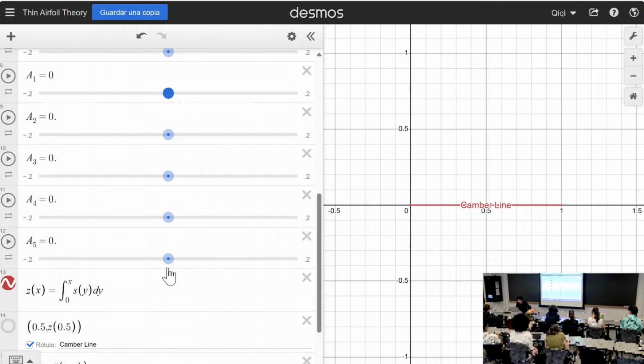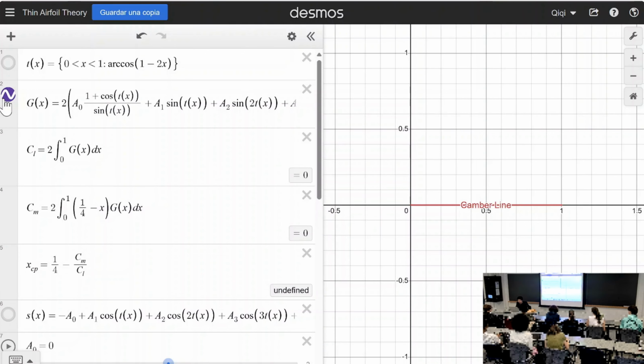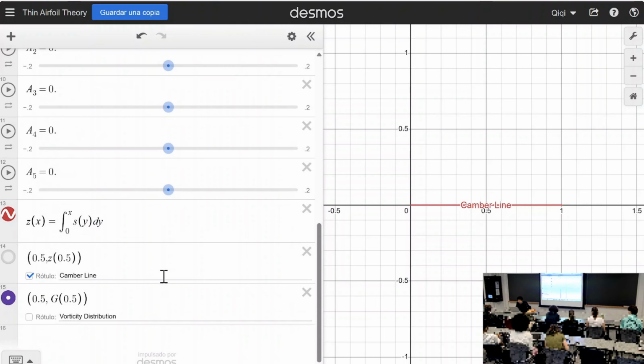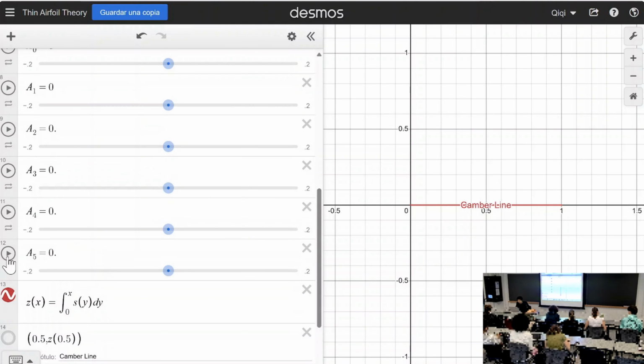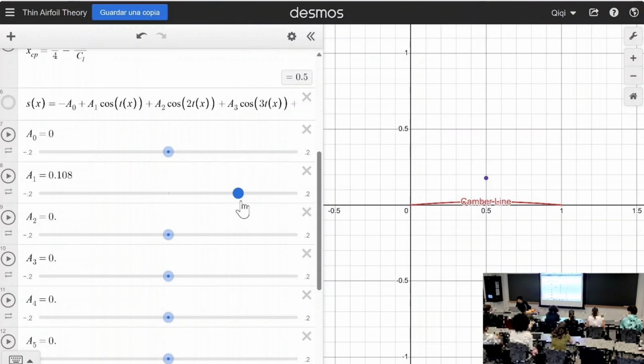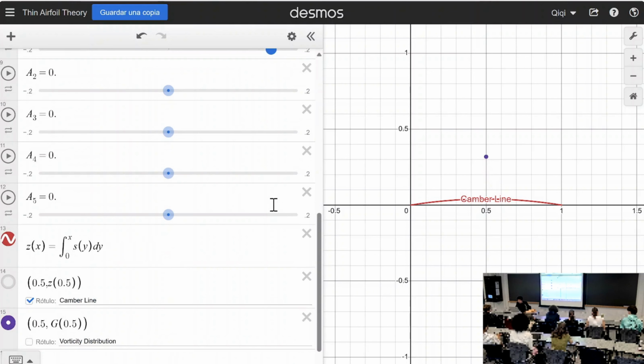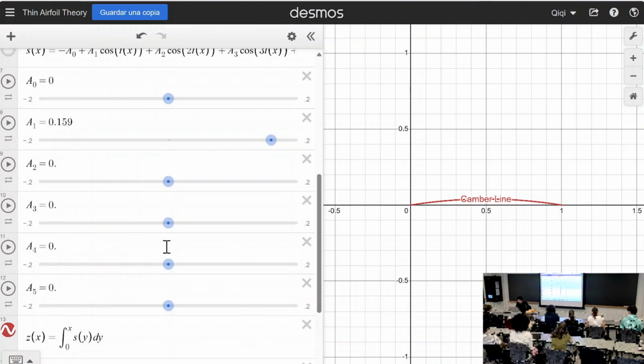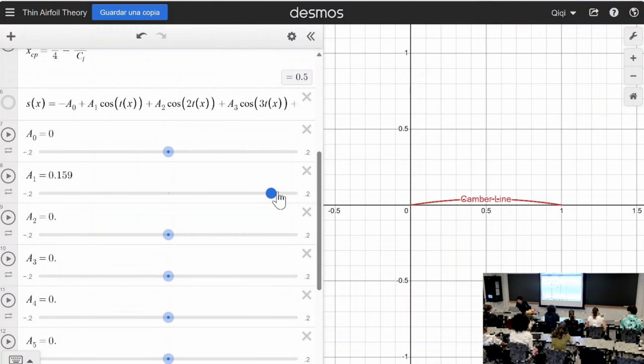And again, let's look at the shape first before we look at the resulting vorticity. So we are just looking at the camber line. A1 is here. So A1 is this term, and if you make it positive, it goes like this. If you make it negative, it goes like that.